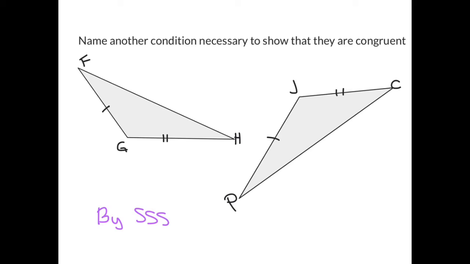Same setup here, just now in this case the other choice with two sides is to have all three sides congruent, so side, side, side. So in this one, the only side missing is that we need FH to be congruent to PC. So we need FH to be congruent to PC. So that's what we would need to do side, side, side.